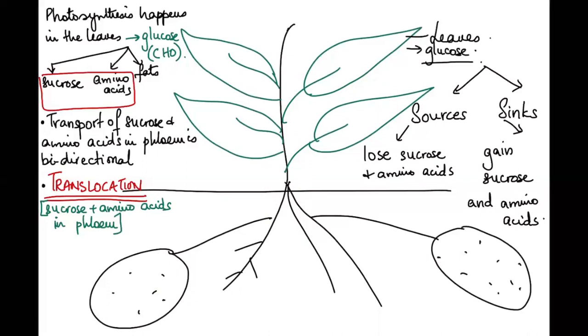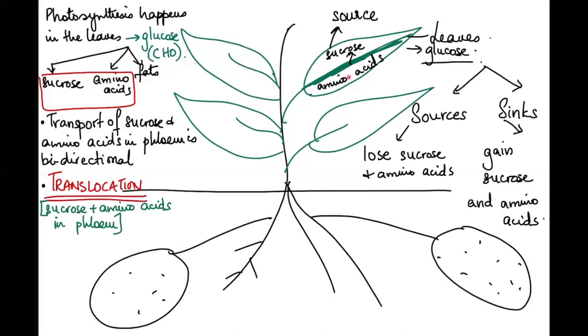Now, let's start the journey of sucrose and amino acids over here. Let's suppose that this was your phloem. This thing is your phloem. And inside the phloem, you have sucrose and amino acids. Sucrose and amino acids start their journey from the source over here, which is the leaf. So now I'm labeling this leaf as a source. And why am I labeling it as a source? Because it will eventually lose sucrose and amino acids.